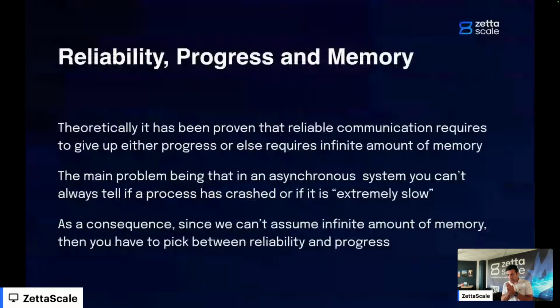And the first reflection I want to do is on reliability, progress, and memory. So theoretically, it has been proven, actually in the 80s, I think it was 85, that reliable communication requires either to give up progress or to assume that you have an infinite amount of memory. And here I mean reliable communication on an asynchronous system. Notice that the network we use in 99.9% of our systems, right, are asynchronous networks.